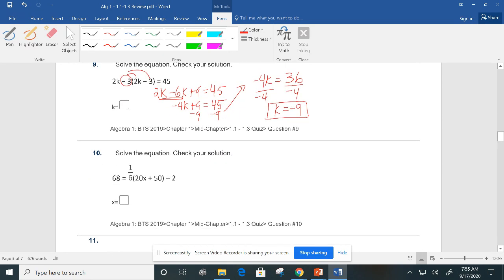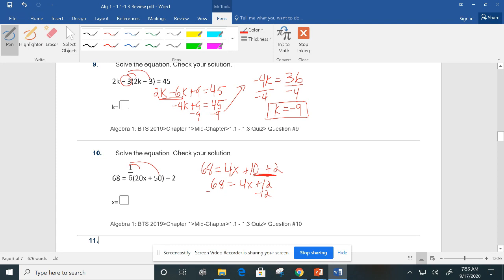For the next one, this time we're distributing a fraction. That's fine, you've got a calculator, use it. If you're not comfortable dealing with fractions, we're not against you using the calculator. So 68 is equal to 1/5 times 20 is 4x. 1/5 times 50 is 10. And now I've got that plus 2 hanging outside. 68, I can combine right here, equals 4x plus 12.